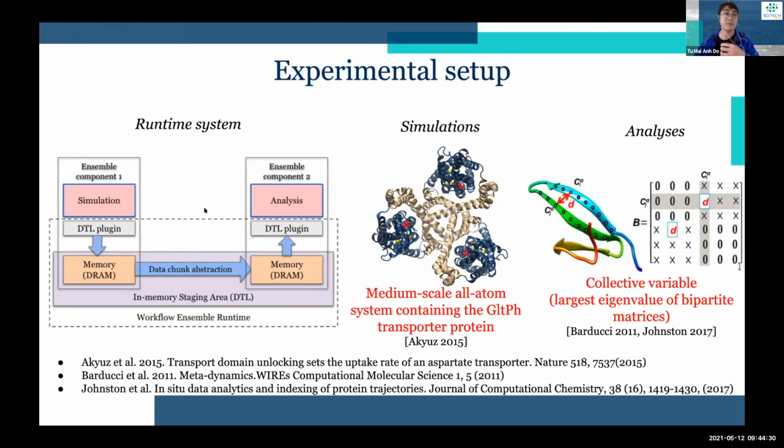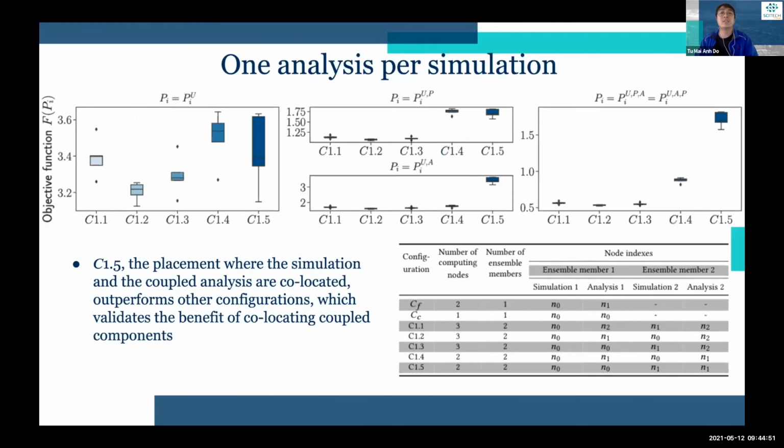We also implement a runtime system to couple the simulation and the analysis using an in-memory staging area. So the data generated by the simulation will be staged from memory to memory, from the simulation to the analysis. Okay, so for the experiment, here are some results that I got.